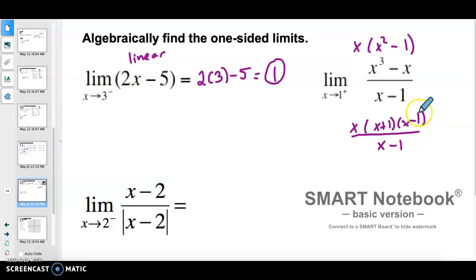So that means there's going to be a hole at this x minus 1. So I can eliminate them. So what I'm left with is I can plug in this 1 value in for my x's. So it'll look like 1 times 1 plus 1. So my limit here is going to equal 2.